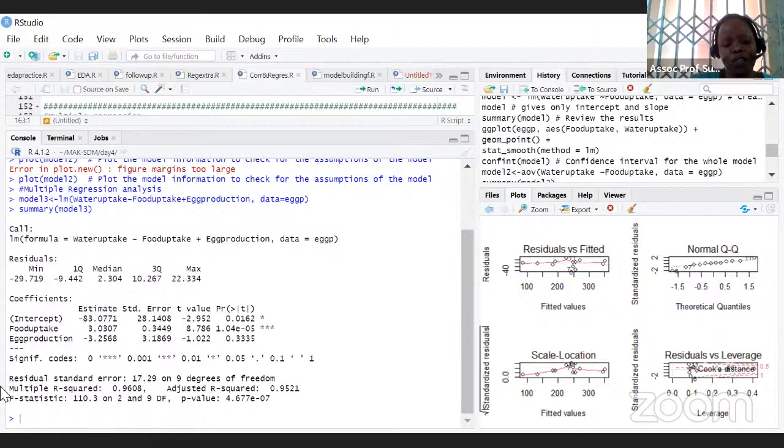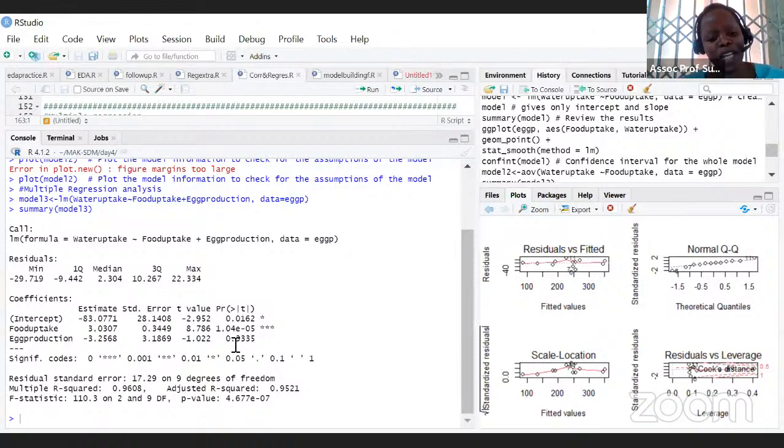But if you look at the coefficients, food uptake is very significant, indicating there's a linear relationship between water uptake and food uptake. Now, when we go to egg production, the p-value is 0.33. It is greater than 0.05. So we have no evidence to reject the null and conclude that there is no significant linear relationship between water uptake and egg production.